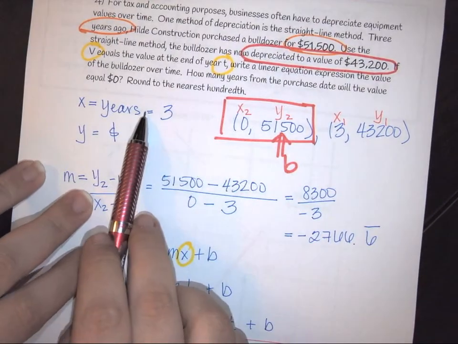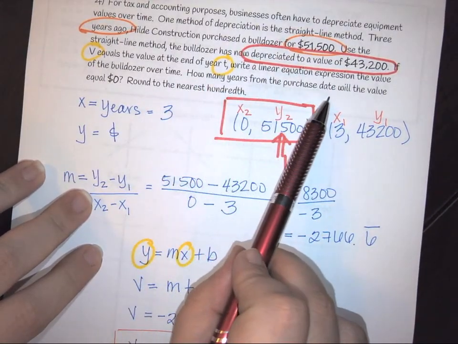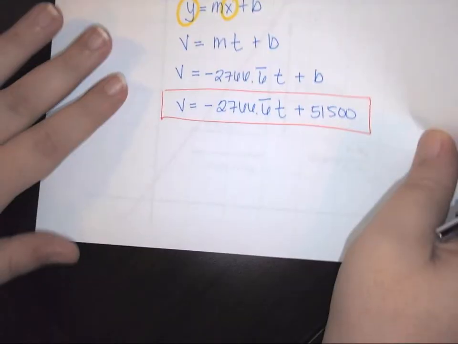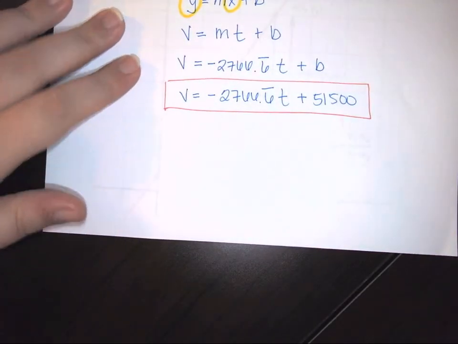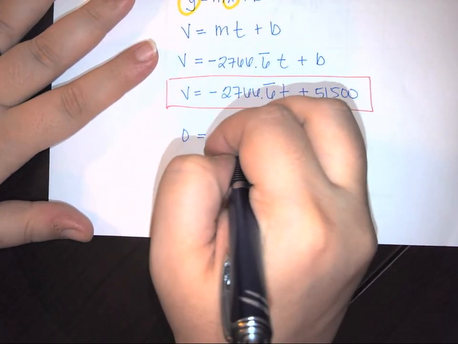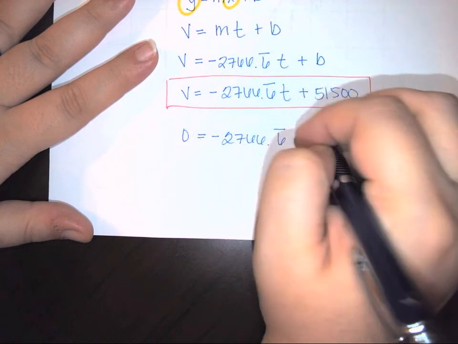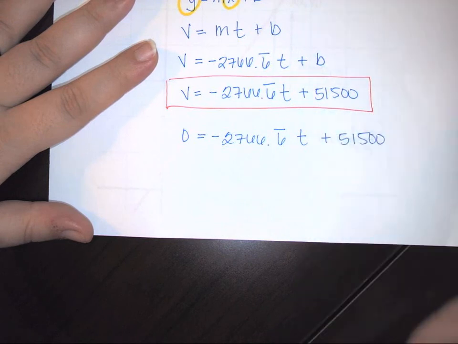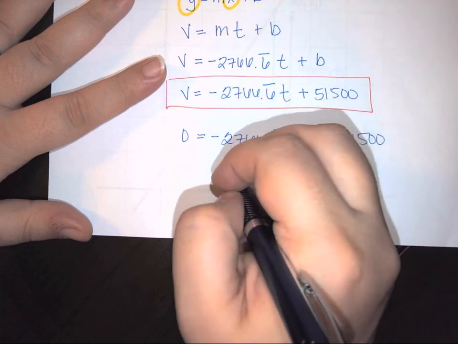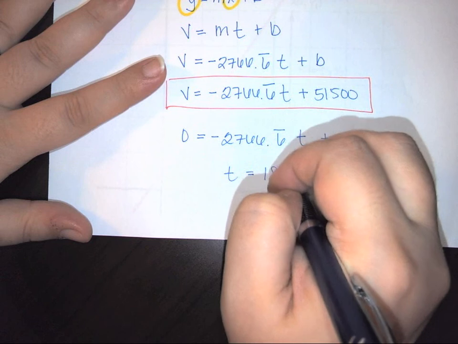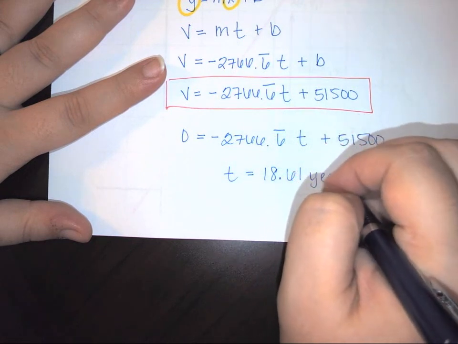Now the second part says, how many years from the purchase date will the value equal 0? To solve the second one, it simply says 0 equals negative 2766.6 repeating t plus 51,500. So we have to solve for t. And in this case, you are going to end up with t being 18.61 years.